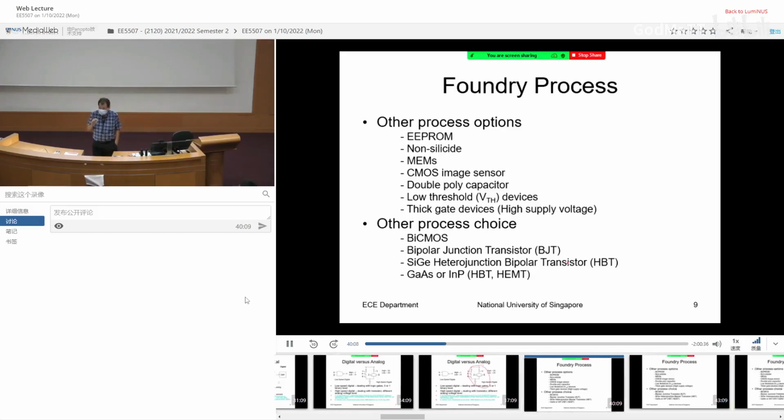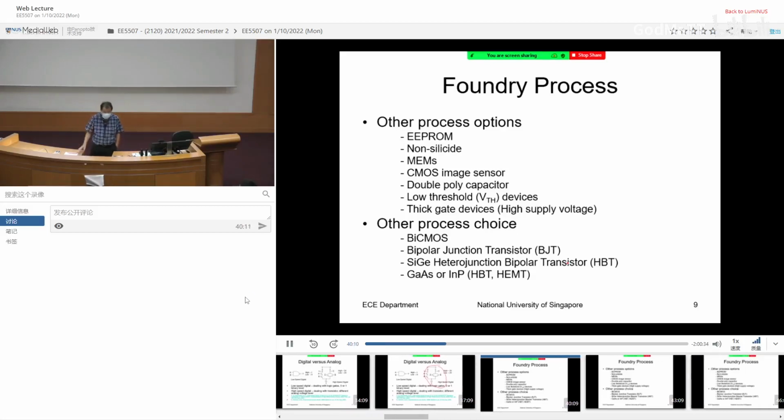Using silicide, you can still get high resistance, but it's going to take a lot of area. But with non-silicide, you can get higher resistance per unit area, so therefore you can get very large resistance with very small area, which is attractive.